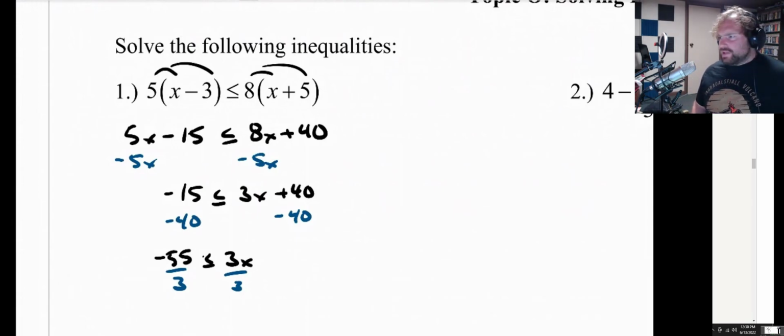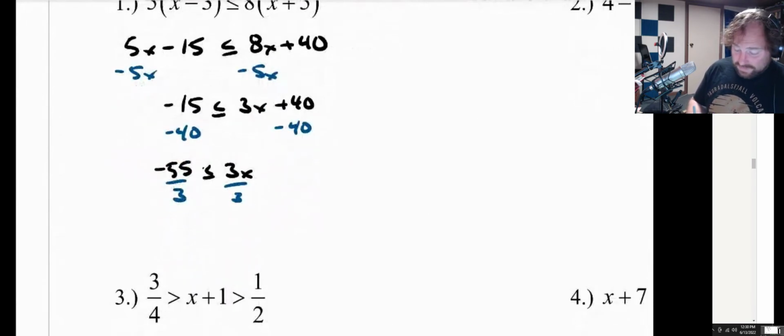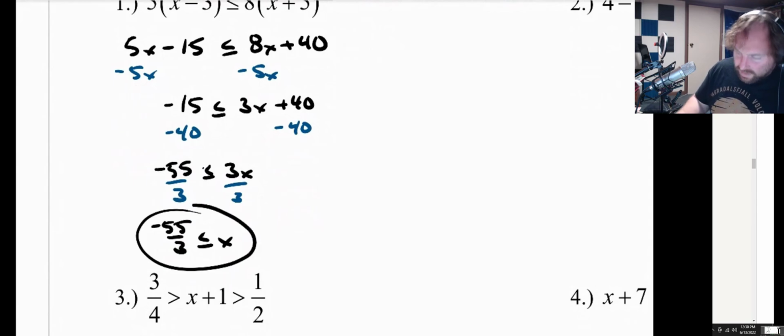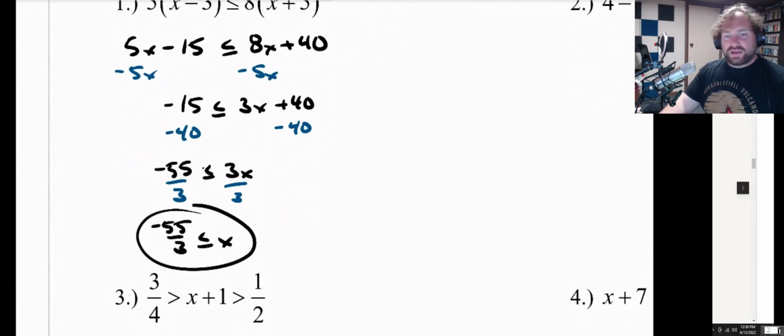55 divided by 3. I don't have a calculator, but I suspect that 55 does not divide evenly by 3. Let me use the old phone calculator. It doesn't divide evenly, so honestly, I'm just going to leave it as negative 55 over 3 is less than or equal to x. That might be the way that you say that answer.